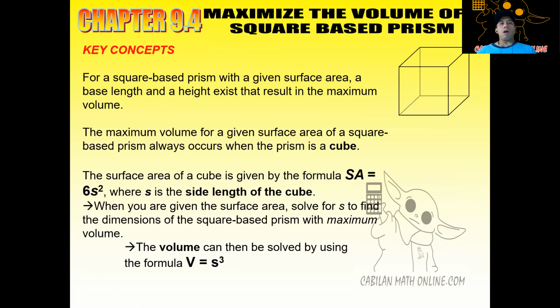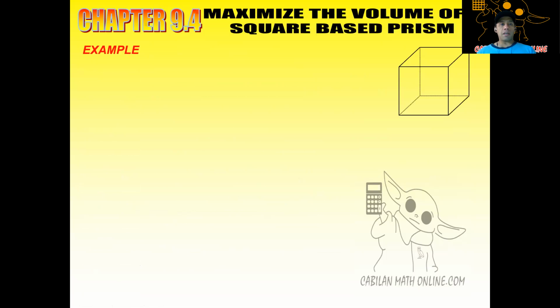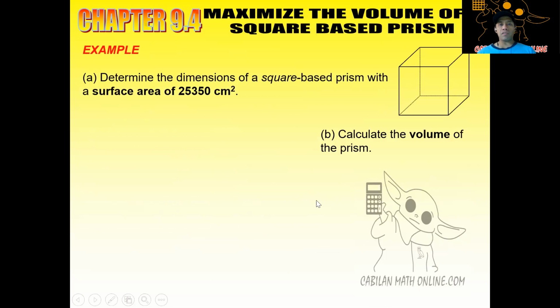If you take a look at the example, it says determine the dimensions of a square-based prism that has a surface area of 25,350 square centimeters. Since a surface area measurement is given to us, we're going to use the formula for the surface area where it's optimized. The formula for that is surface area is equal to 6s squared. In the first step, we replace the SA with the value for the surface area. So that's step number 1.